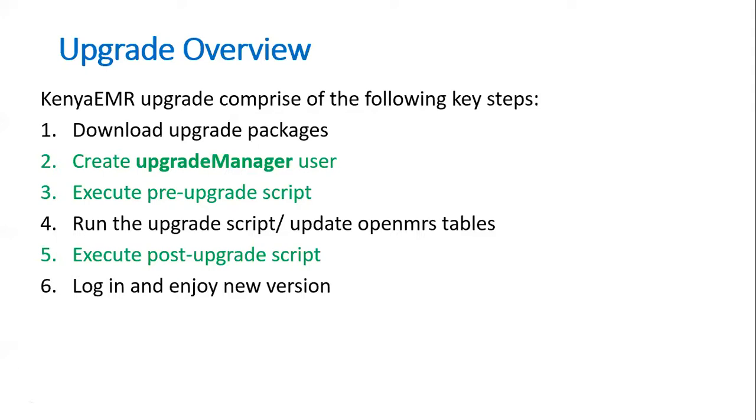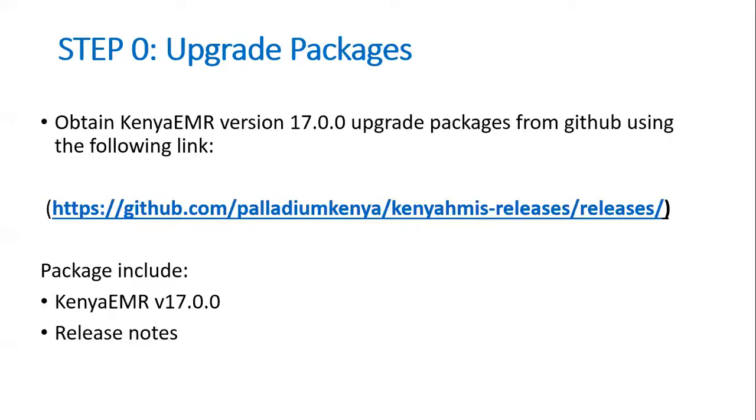The next step is to create an upgrade manager user in the system. The third stage is to execute the pre-upgrade script, which will prepare your database for the upgrade. The fourth stage is to run the actual upgrade script and also to update OpenMRS tables. The second last step is to execute the post-upgrade script that will prepare your database for normal use. This will finalize the upgrade process. The last one is for you to log in and update the search index, and then you enjoy the new KenyaEMR version.